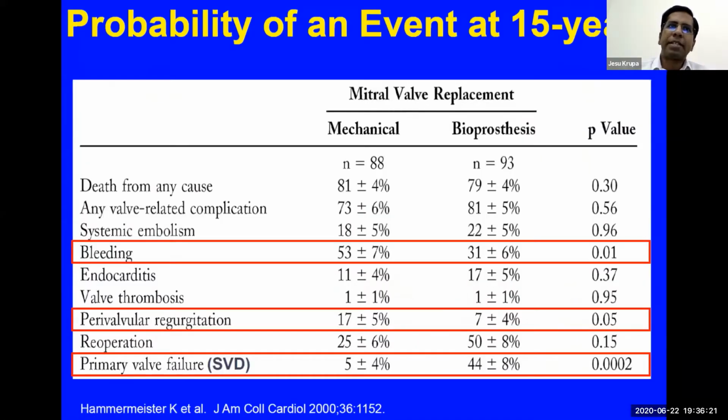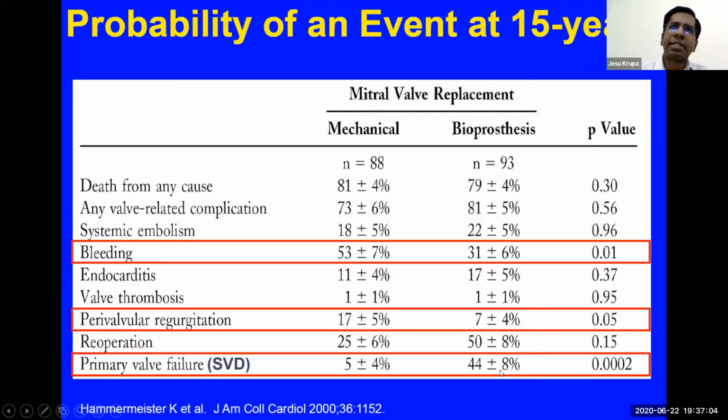Now, it is important also for us to know what is the probability of an event in, say, 15 years. So this is based on evidence. As you can see here, in the long term, bleeding risk is generally more with mechanical valves, that is metallic valves, because they need to be on more intensive anticoagulation. So cumulatively, the risk of bleeding over time increases. And the perivalvular regurgitation or paravalvular leak, as we can call it, is also greater with mechanical valves.